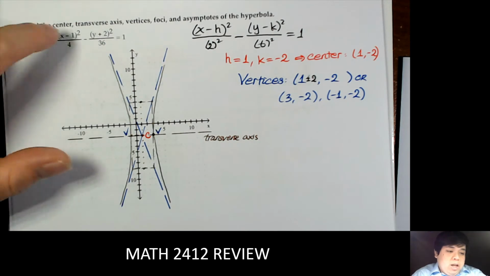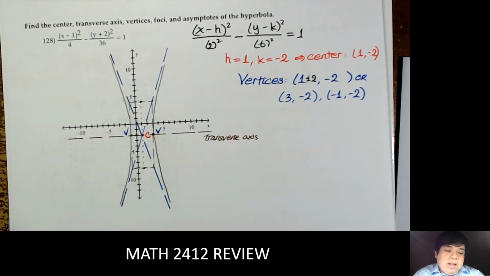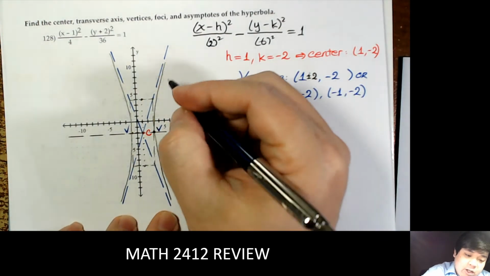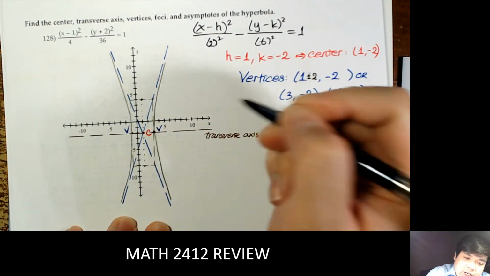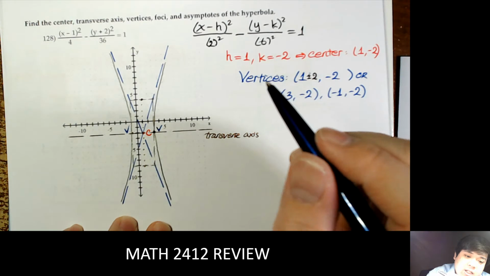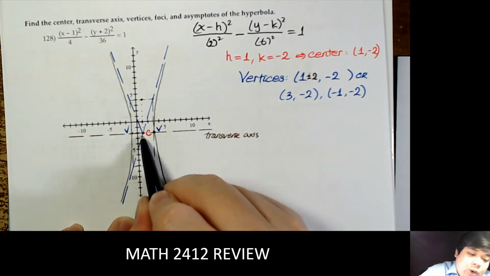What else? So center, transverse axis, vertices. Now the foci. The foci is where the graph goes around it. So it'll be somewhere in here. But let's just say, first we have the distance from the center to the vertex is 2.